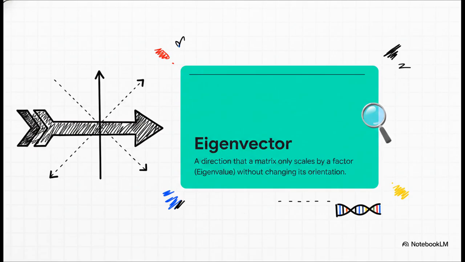This is a massive shortcut for understanding really complex transformations. Instead of looking at some messy matrix that warps space in all sorts of crazy ways, we just find its principal axes. The matrix literally only scales these axes. Once you find them, boom, you've unlocked the fundamental DNA of that matrix.